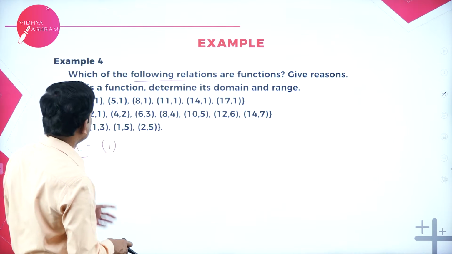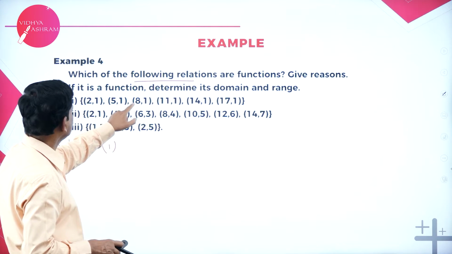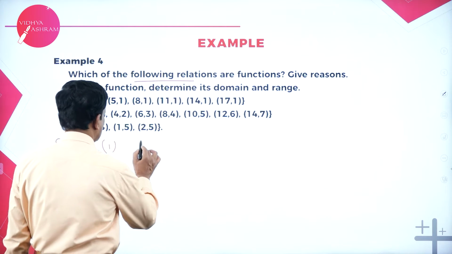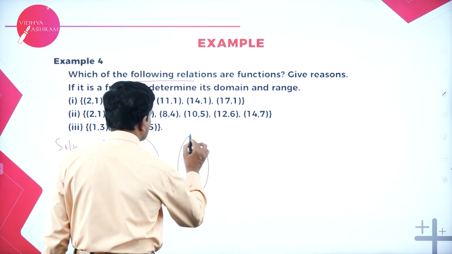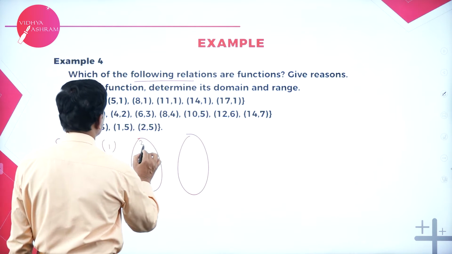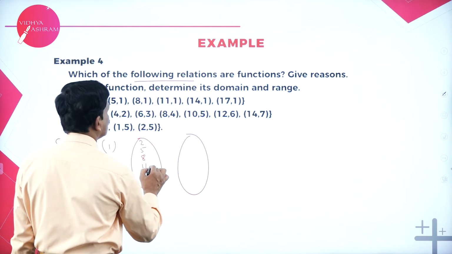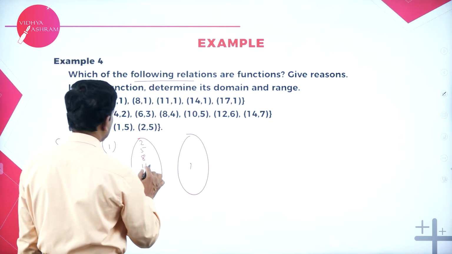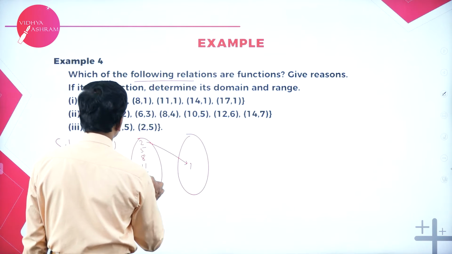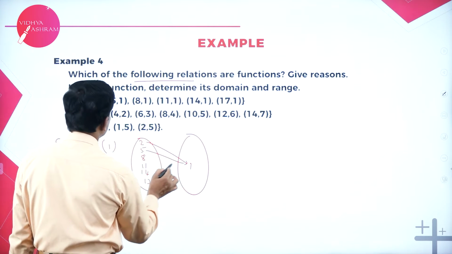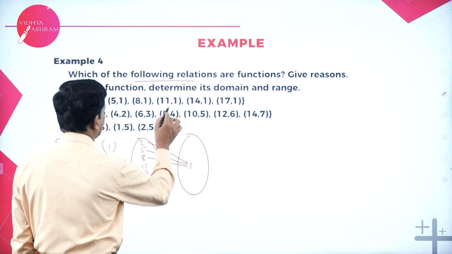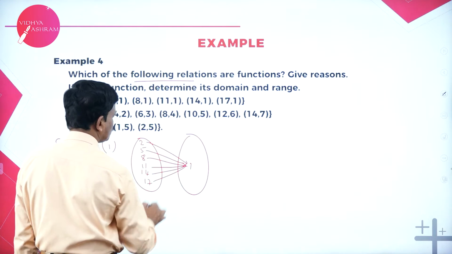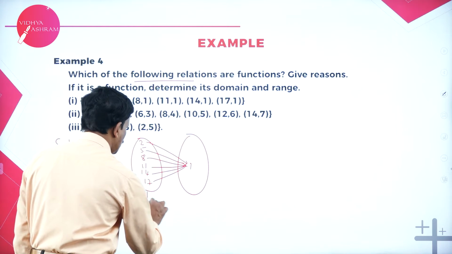Now here straight away you can see 2, 1, 5, 1, 8, 1, 11, 1, 14, 1 and 17, 1. Let us consider these are the two sets. Suppose A contains 2, 5, 8, 11, 14 and 17, and B contains only one element. So 2 to 1 they are mapped, 5 to 1, again 8 to 1 and 11 to 1, 14 to 1 and 17 to 1. So this is A and B.